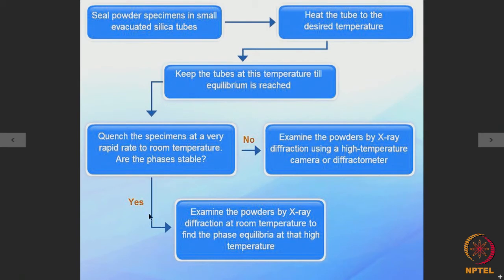then we examine the powders by X-ray diffraction at room temperature to find the phase equilibria at that high temperature. On the other hand, if the high temperature phases cannot be retained by rapid cooling from the high temperature, we have to examine the powders by X-ray diffraction using a high temperature camera or a diffractometer, where you can keep the specimen at the desired high temperature for a prolonged period of time.